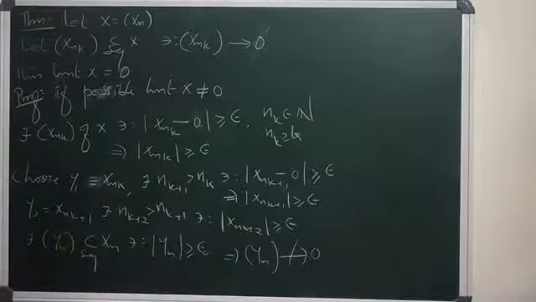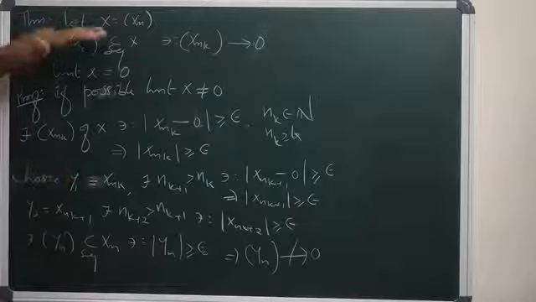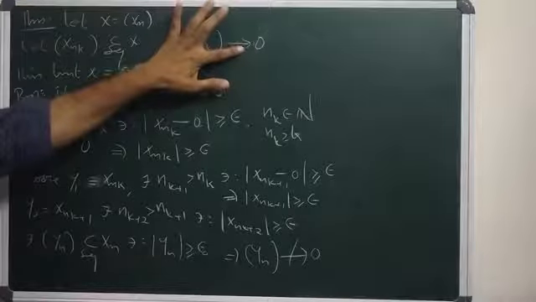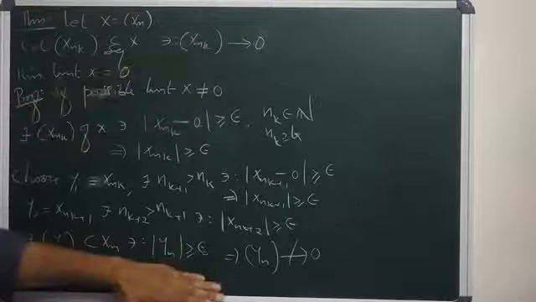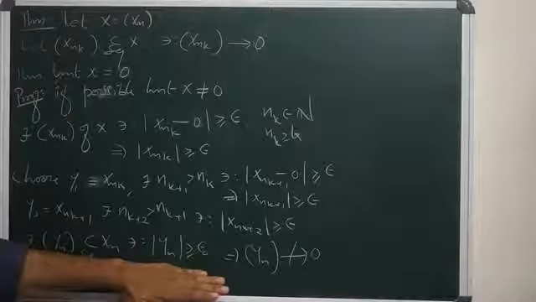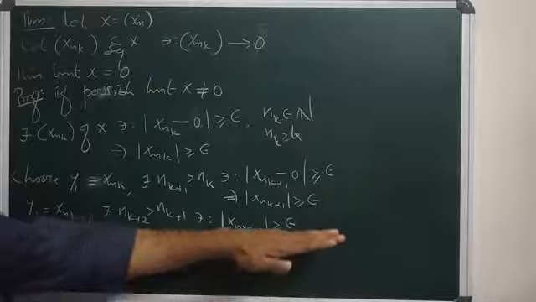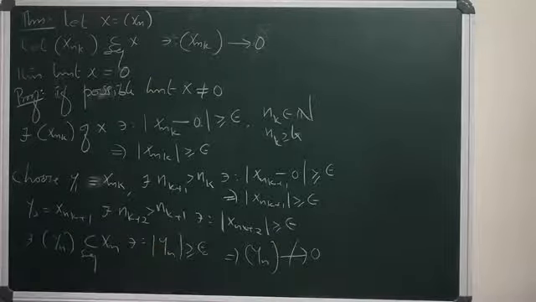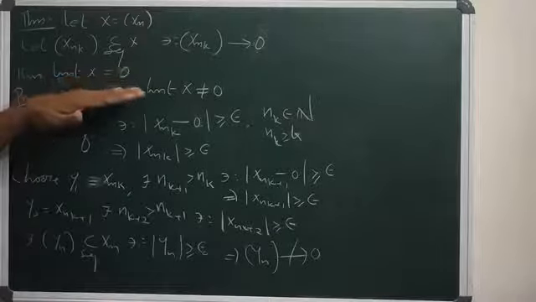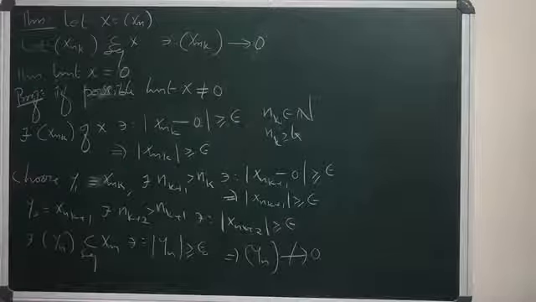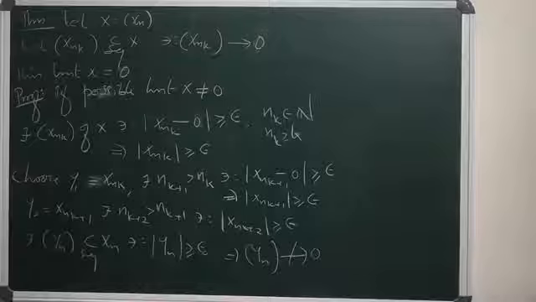What's our statement? The subsequence of xn converges to 0. But after this, we get the result that the subsequence of xn does not converge to 0. This is a contradiction to the hypothesis. The contradiction is due to our wrong assumption. Therefore, limit x equals 0. So this is the proof. Clear?